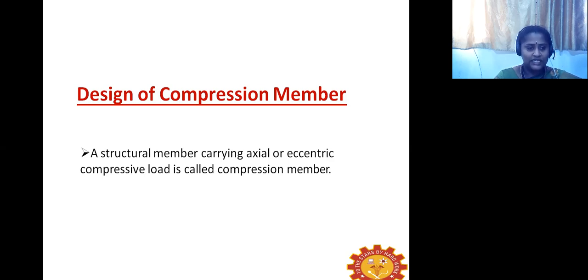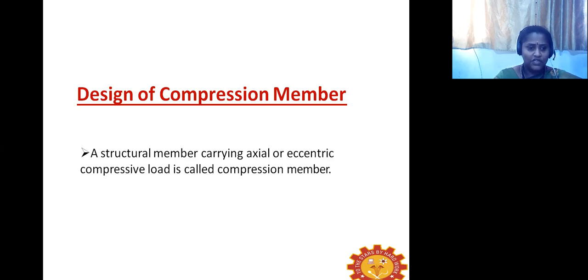Next, coming to the word design. Design of compression member. So under this, what are we going to do? We are going to decide the size, shape, material, grade, quantity, all those things. That is what we call design: the process of deciding all these things for the upcoming loads.